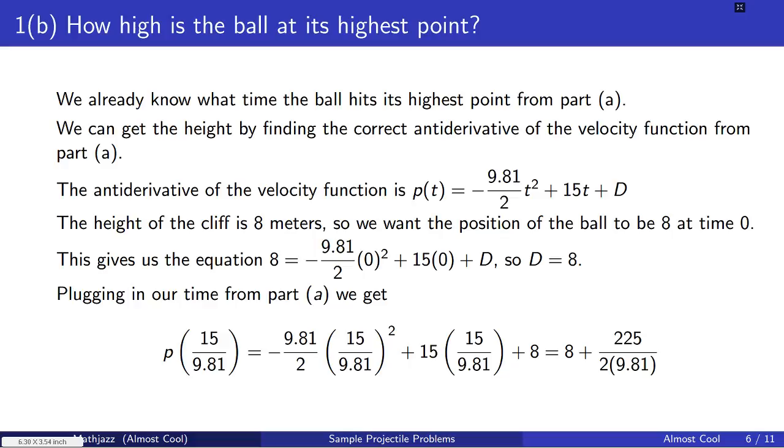And we won't bother to simplify. But that is the position of the ball at its highest point. And that is the distance from the bottom of the cliff to the position of the ball, as opposed to being the distance from the top of the cliff to the position of the ball. It's the distance from the bottom of the cliff.